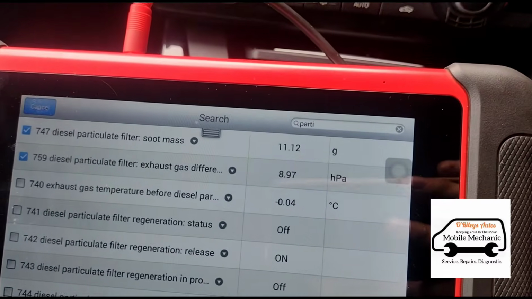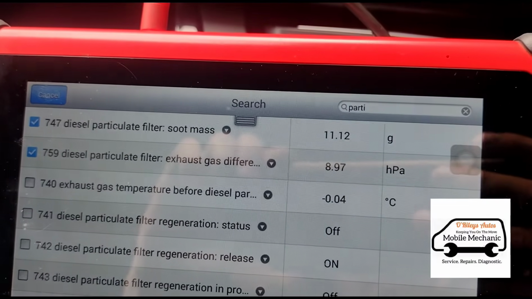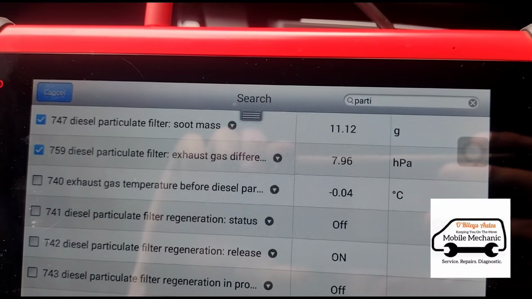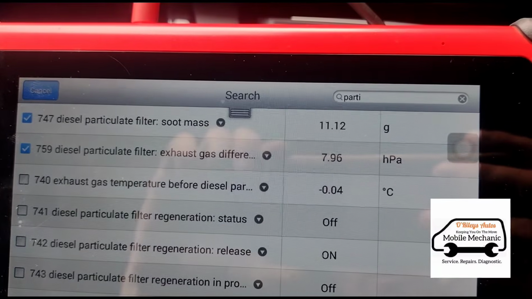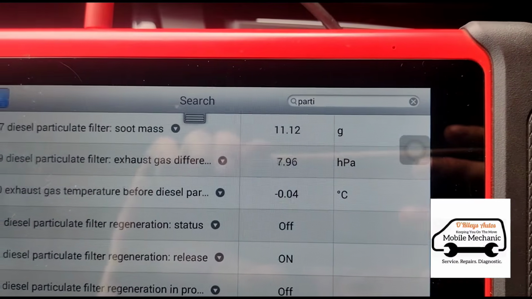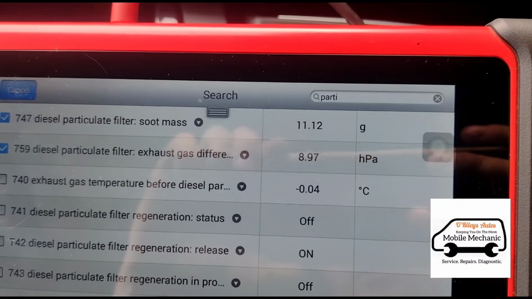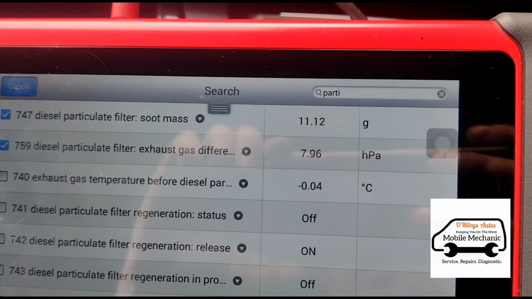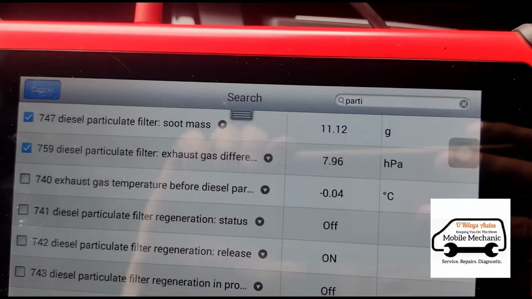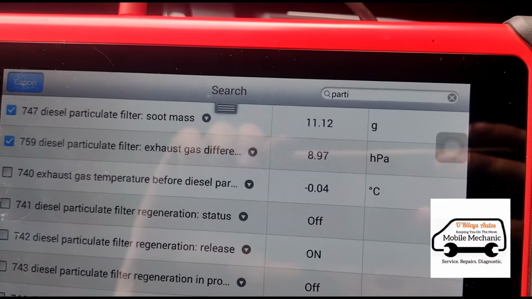So we've got 14.97. That's dropping a bit. It's fluctuating around a bit, a small bit, but not massively. If you see that jumping around from 7 to 25, back to 6, back to 30, that would indicate that there is something wrong, maybe like a split in the tube or a slight blockage.